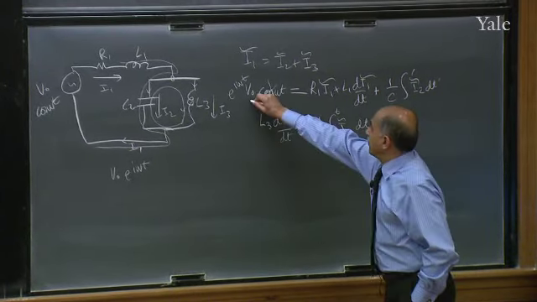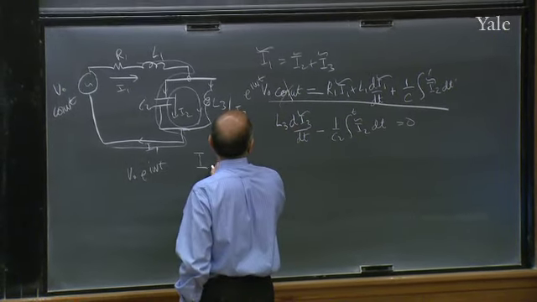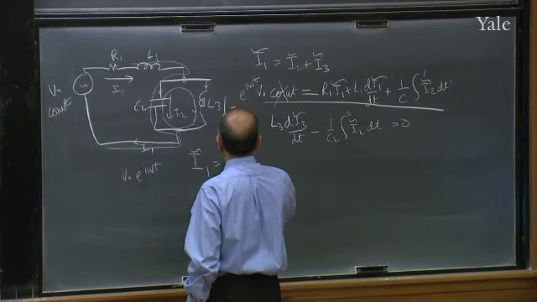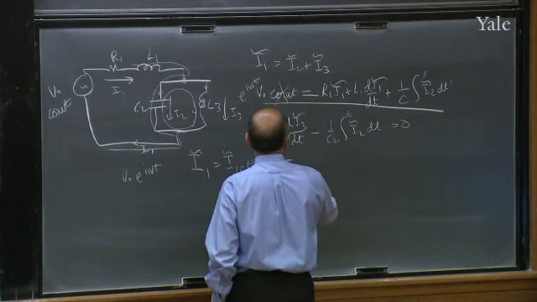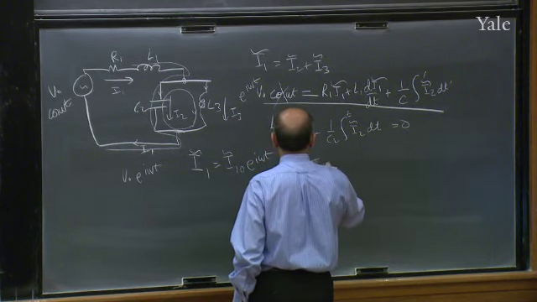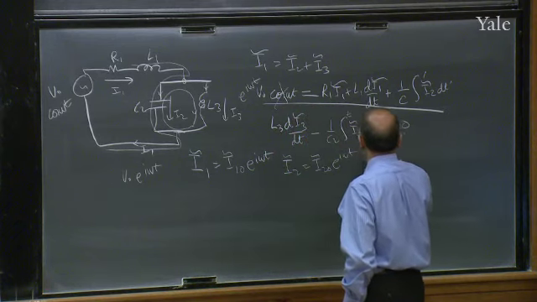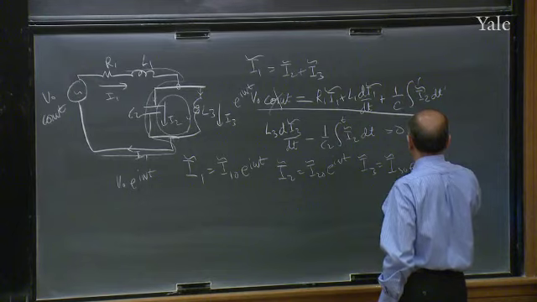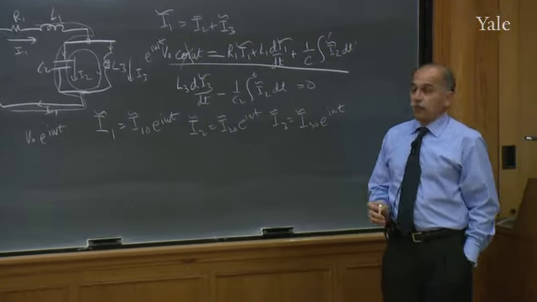I'll just take one of these as an example. Let the current be current I1 twiddle. Let it be I1 twiddle 0 e to the I omega t, and I2 twiddle is equal to I2 twiddle 0 e to the I omega t, and I3 twiddle is I3 twiddle 0 e to the I omega t. Make that guess. And what does this mean?